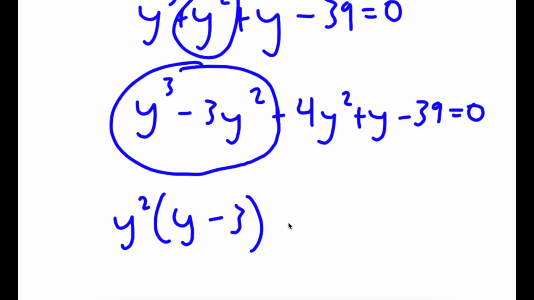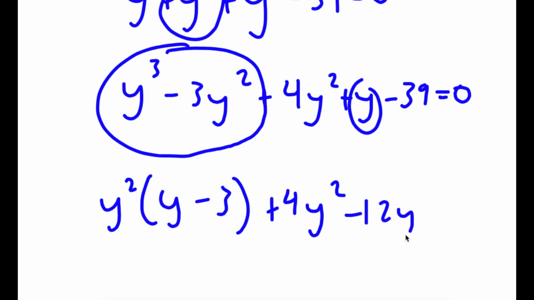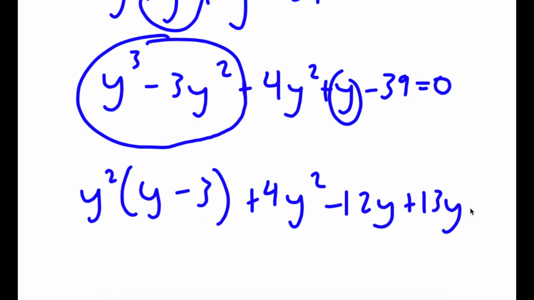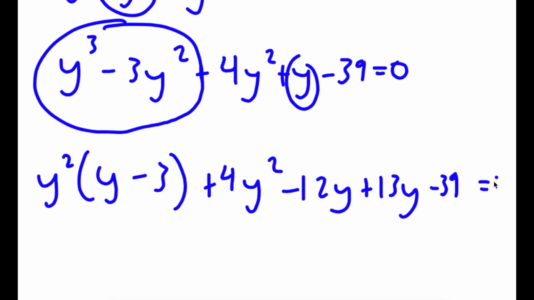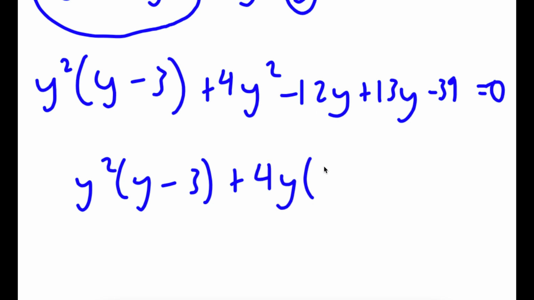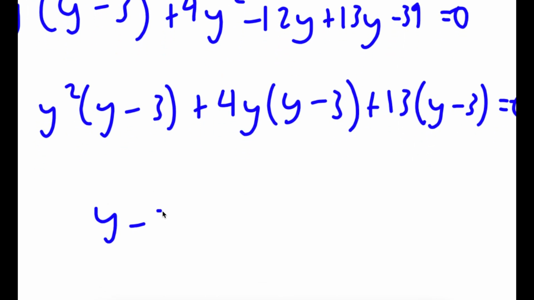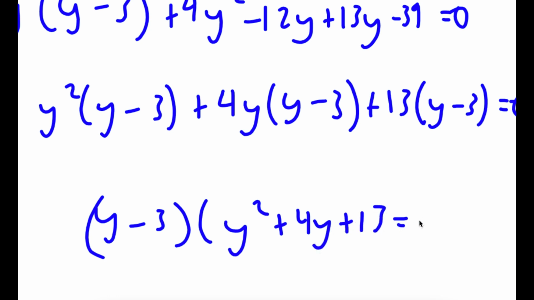So now I'm going to add 4y squared, and I'm going to rewrite y here as negative 12y plus 13y. So now from here I have y squared times y minus 3 plus, from 4y squared minus 12y, I can factor out 4y. So I have 4y times y minus 3 plus 13 times y minus 3. This is equal to 0. So now if I factor out y minus 3, I get y minus 3 times y squared plus 4y plus 13 is equal to 0.